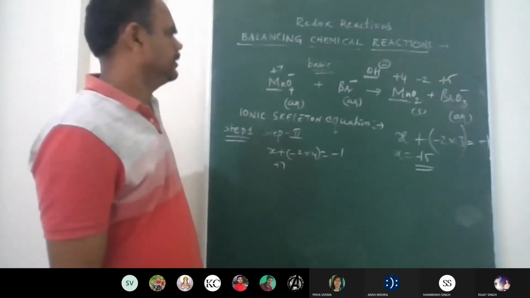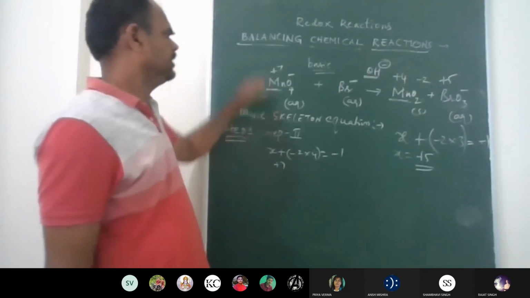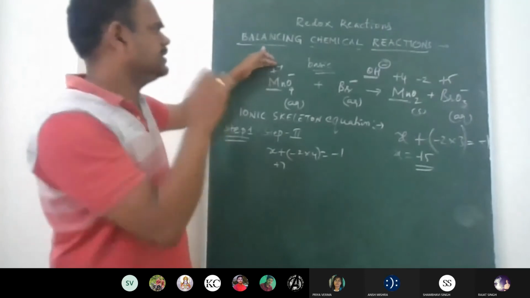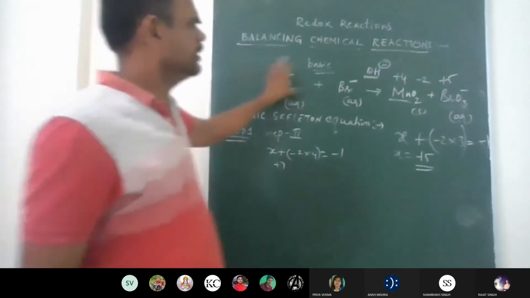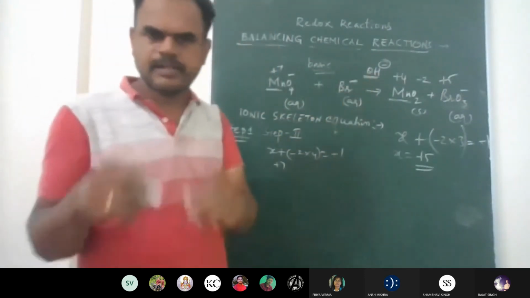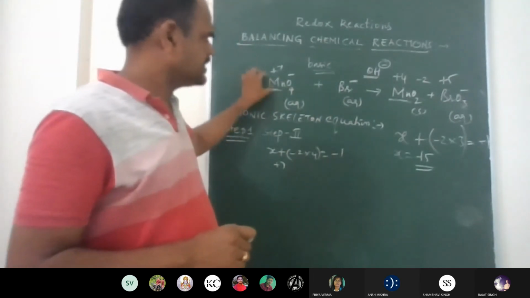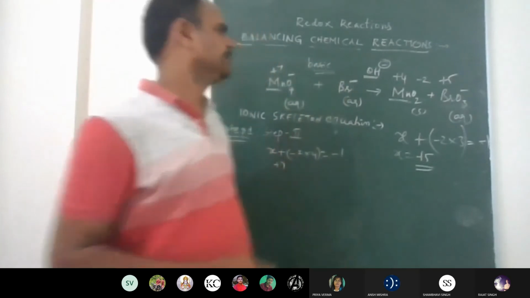Okay. Now step 2, assigning the oxidation numbers. So we assign the oxidation number to manganese. That means we should assign the oxidation numbers of the oxidizing agent and the reducing agent.